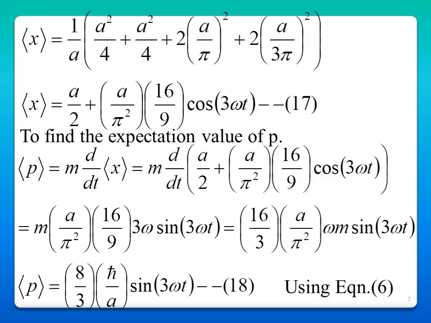So now you substitute all this, the expectation value of x is a by 2 plus a by pi squared times 16 by 9 cos 3 omega t. Now we have to find the expectation value of momentum. Expectation value of momentum is m d by dt of the expectation value of x. So if you differentiate, then we can get it is equal to 16 by 3 pi, a by pi squared, omega m sin 3 omega t. And if you substitute the value for omega, we'll get the expectation value of p is 8 by 3 h cross by a sin 3 omega t. Thank you.